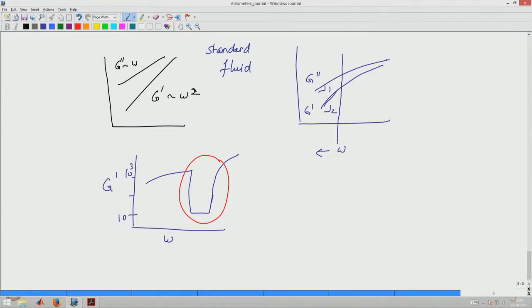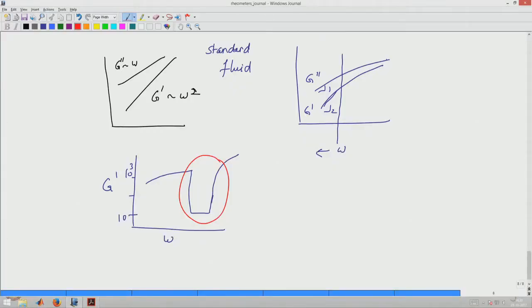Is it due to maybe the sample slipping, the interaction between the sample and the geometry? For example, the geometry rotates, the sample also rotates along with it, but beyond this there is a sudden slip, and therefore now the geometry rotates, but the sample does not rotate, and therefore I get very low values of G prime. That is also a plausible possibility. So, in such cases we really have to look at a lot more.